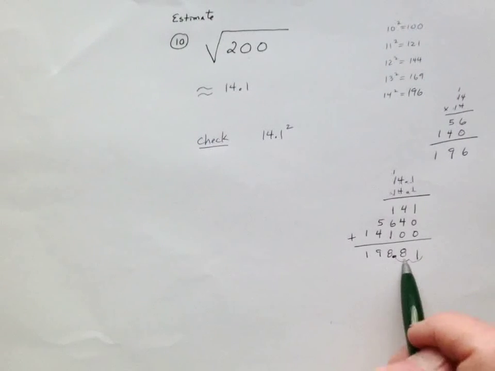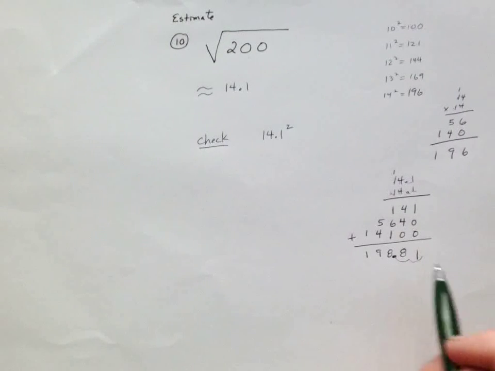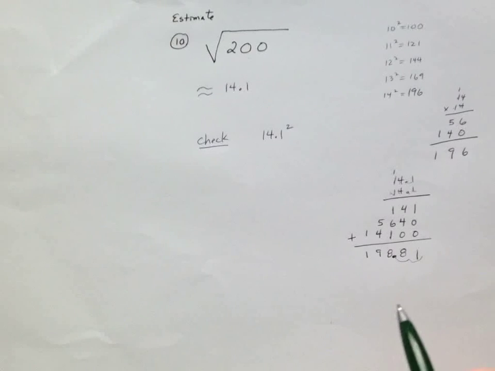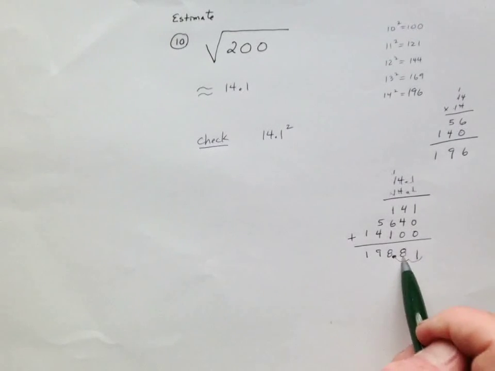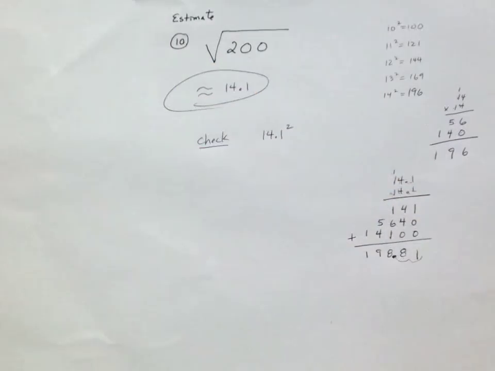So it would be 198. If we were trying to be extremely accurate, like if this was pre-calculus class, I would say you need to guess again and get even closer. But 198.81, that's pretty close to 200, so I'm sticking with my answer, 14.1.